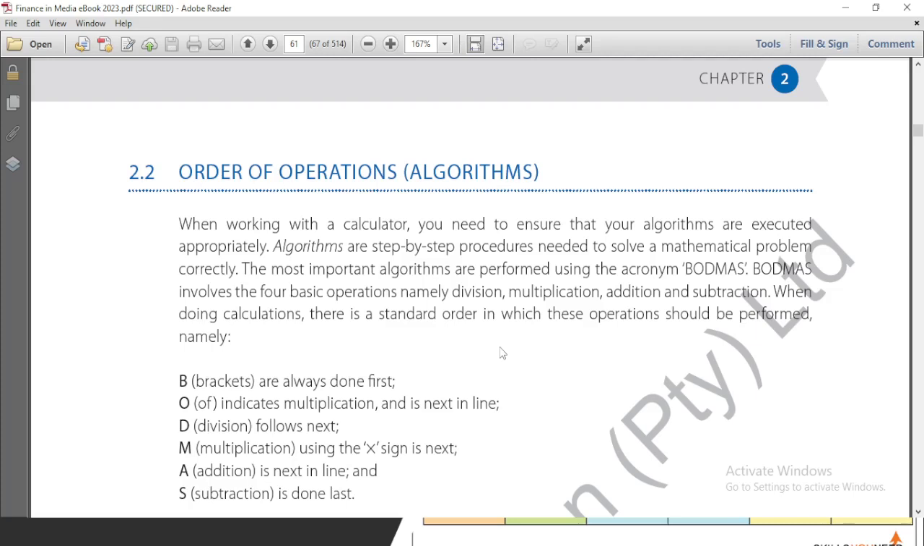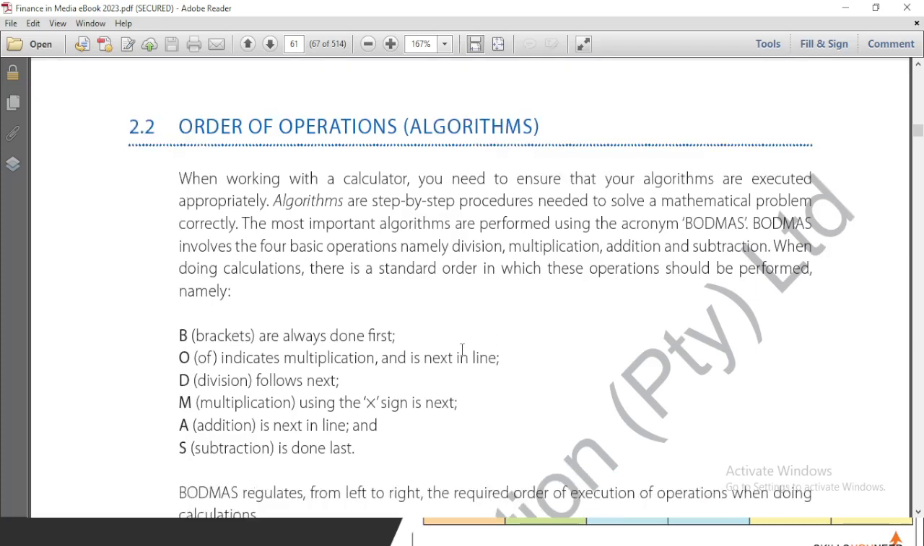So we've got the B representing brackets, which are always done first, and we've got the O representing orders or of, which indicates multiplication if it's an of, and it is next in line after the brackets. And then we've got the division, which follows next after the of or orders. And then we've got the M, which is for multiplication, which uses an x as a sign and is next after the division. And we've got the addition and subtraction at a later stage.